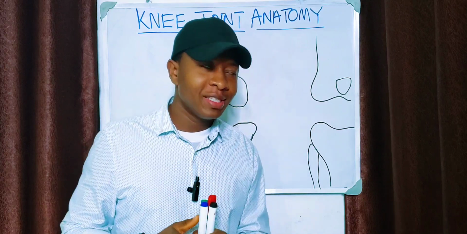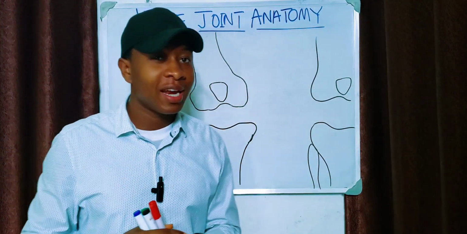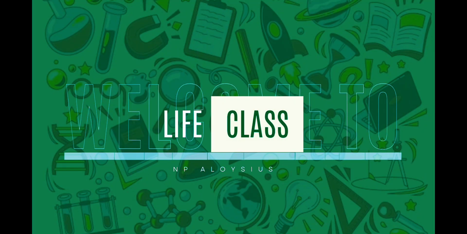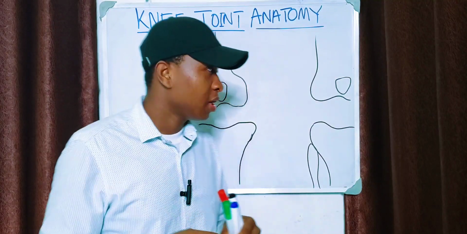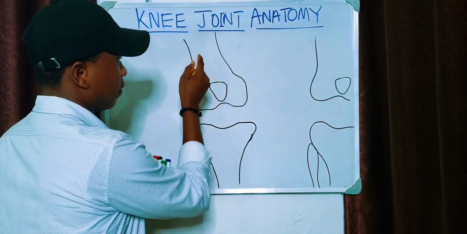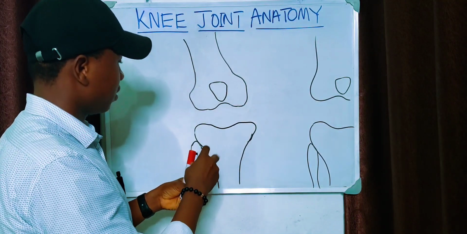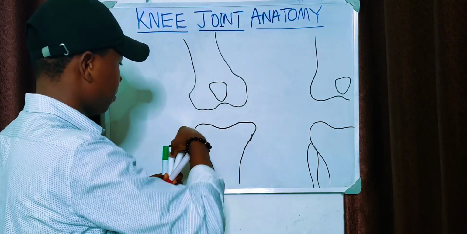Hey guys, so let's quickly take a look at the knee joint anatomy. Now, there are four types of bone that make up the knee joint. Those bones are the femur. So let's label that. This is the femur.